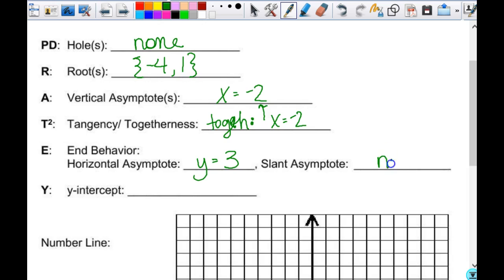No. Do I have a y-intercept? Yes. What is it? (0, -3). Okay. Everybody good? Yes. All right. So let's look at our number line.